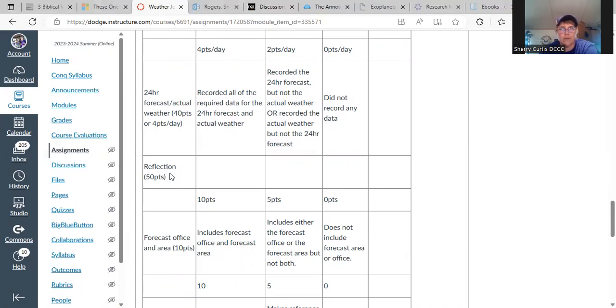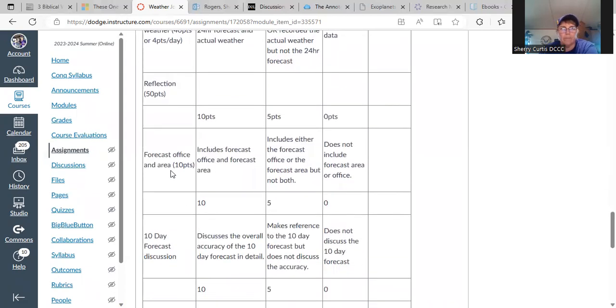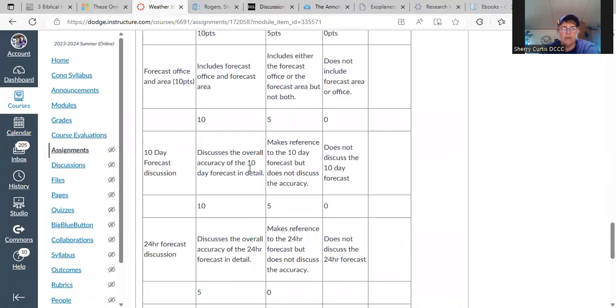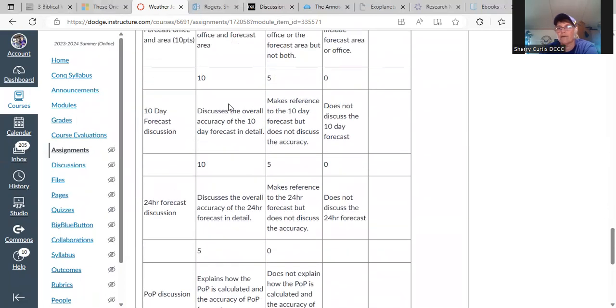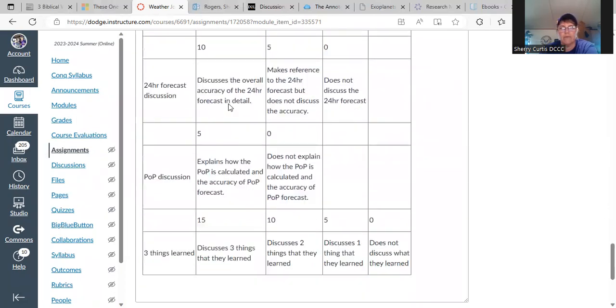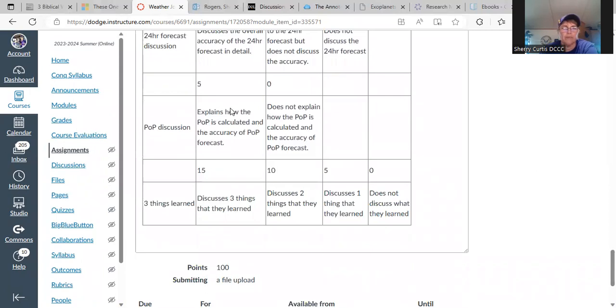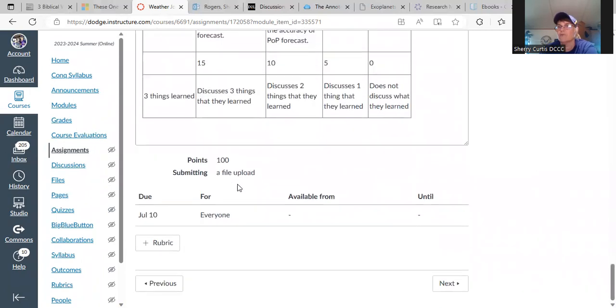Your reflection is worth 50 points. You need to include your forecast office and make sure that you have the forecast discussion, the 10-day forecast discussion, the 24-hour forecast discussion, probability of precipitation, and the 3 things you learned.